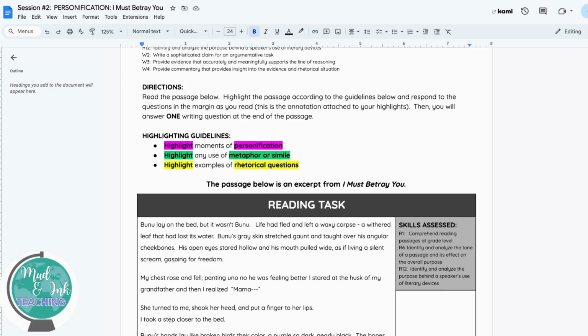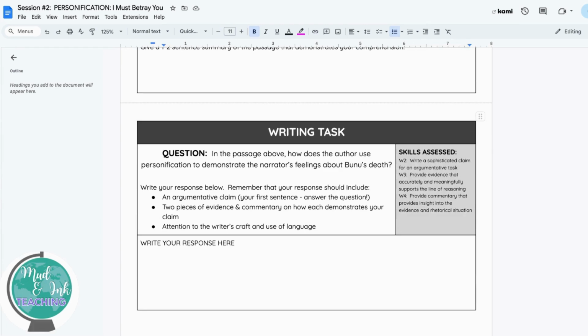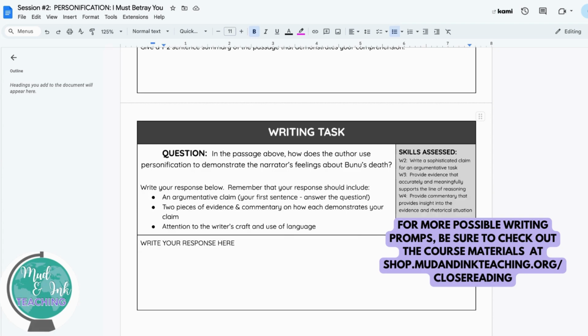So let's take a look at this one and look at the ways in which personification, and additionally, like we talked about in the grace here, there are additional things to look at as well. The signature or the lead here is personification, but how all of these tools work together to answer our writing task question. In the passage above, how does the author use personification to demonstrate the narrator's feelings about Bunu's death?